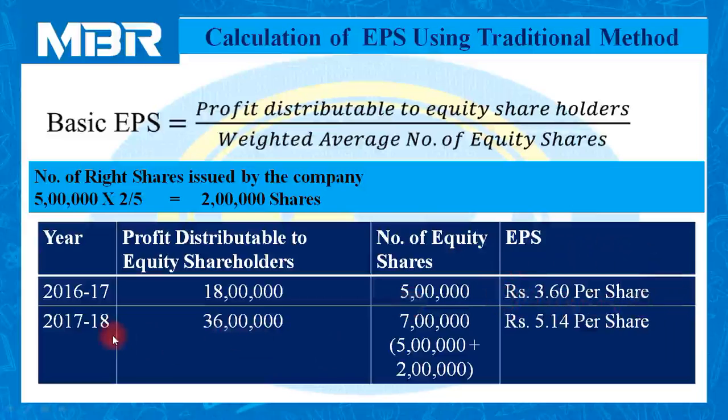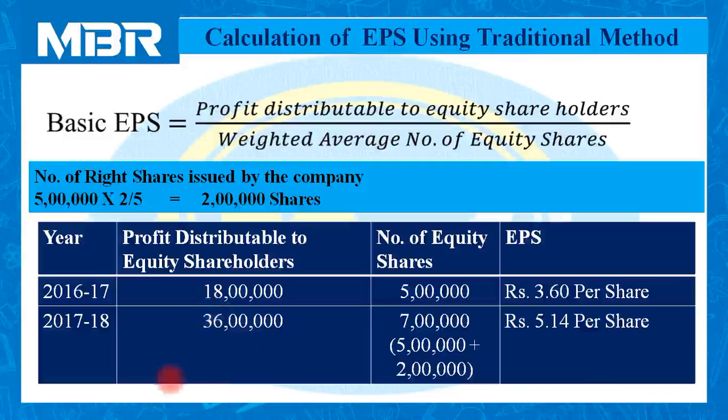While in the year 2017-18, profit distributable to equity shareholders was rupees 36 lakhs. And this information is already given to us in our question in a ready-made form. During the year 2017-18, the company has issued 2 lakhs equity shares to its existing equity shareholders in the form of right shares. So the number of equity shares is 7 lakhs.